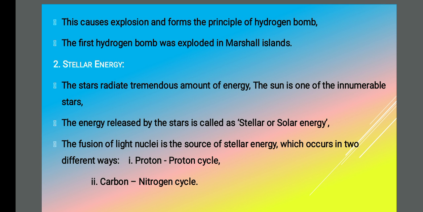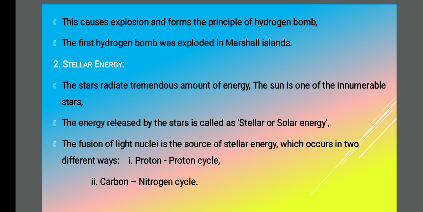Is it clear? I'll repeat. Coming to stellar energy, stars radiate a large amount of energy and the sun is one among the stars. The energy released by the stars is called stellar energy, or we can call it solar energy. The fusion of light nuclei is a source of stellar energy, which occurs in two different ways. Either it can occur by the proton-proton cycle, or by the carbon-nitrogen cycle. Clear with the point?